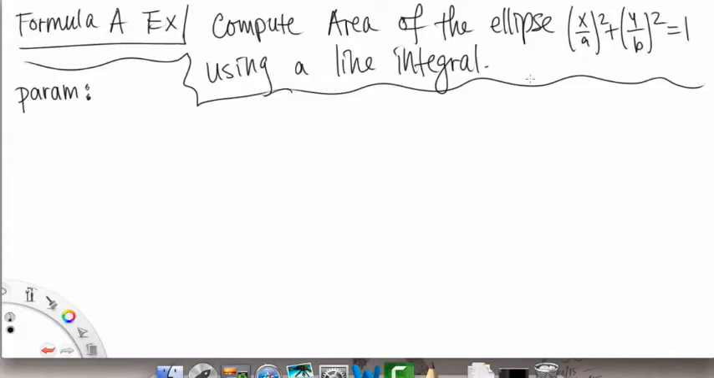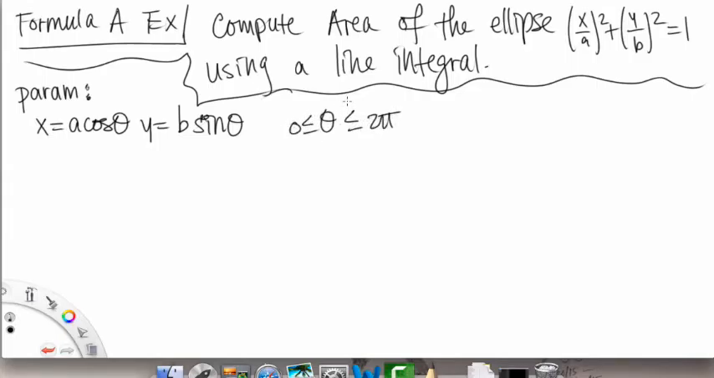So in this case, what we're going to do is make our parameters x equals a cosine theta and y equals b sine theta. Okay, so this is how you parameterize for an ellipse. And then theta, we want to go all the way around the curve, right? So theta is going to go all the way from 0 up to 2 pi, okay?